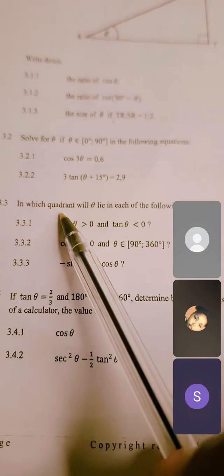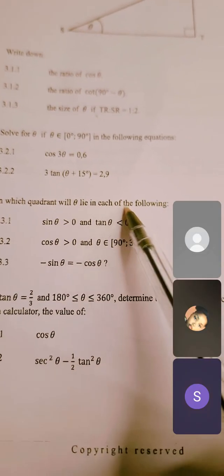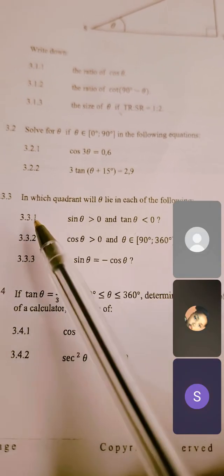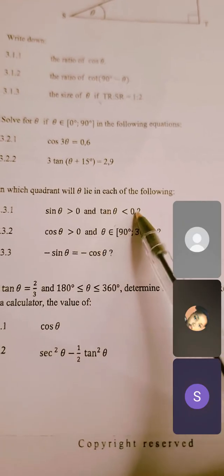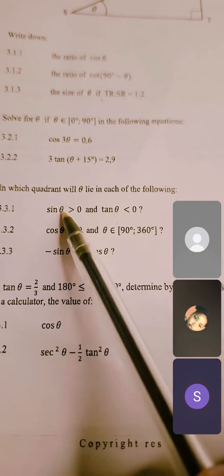In which quadrant will theta lie in each of the following? 3.3.1. Sine theta is greater than 0 and tan theta is less than 0. Which quadrant?